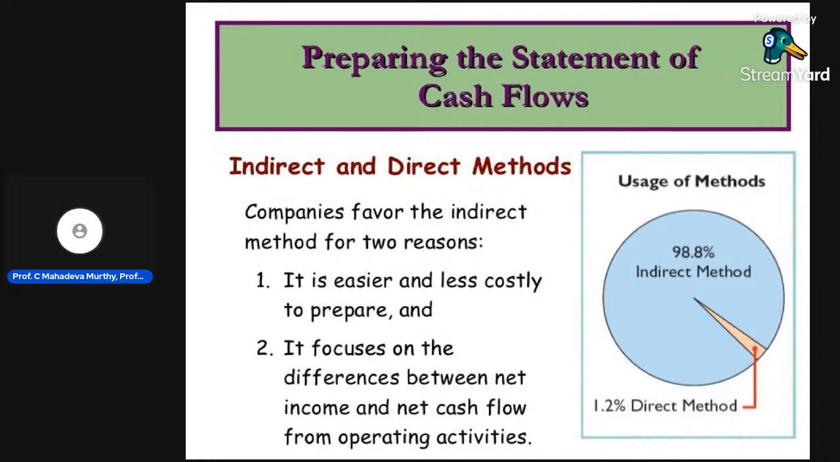That is most important. If you go for any activity in an organization or a business, it should be easier and less costly. That is the most important concept. Therefore, business organizations switch over to the indirect method. It focuses on the difference between net income and net cash flows from operating activity. The majority of them are using the indirect method.